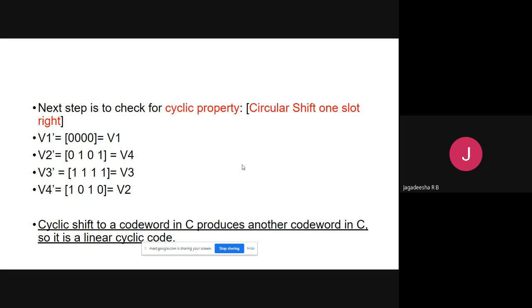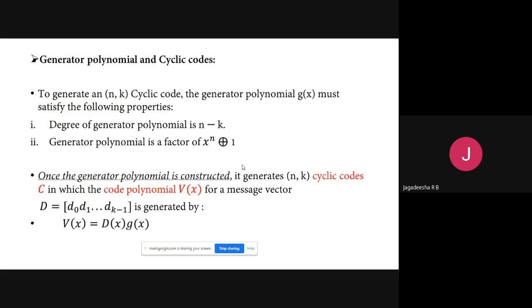So in the next slide, we will see some new terms. I have mentioned here the generator polynomial and cyclic codes. We use something called a generator polynomial. This is very, very important. Okay, so how do we do that? Because to verify these cyclic codes, we need to use something called a generator polynomial.